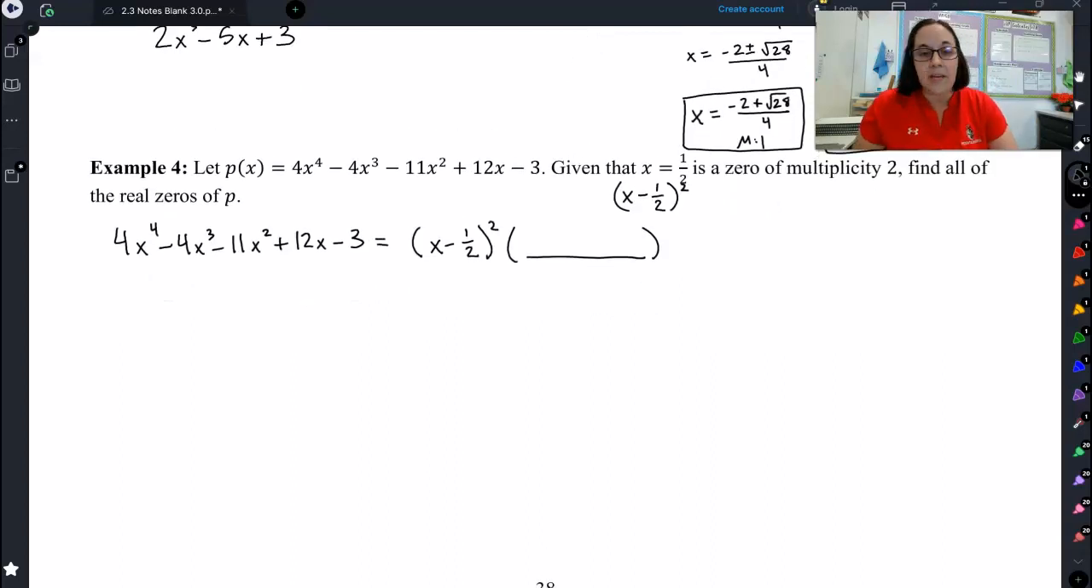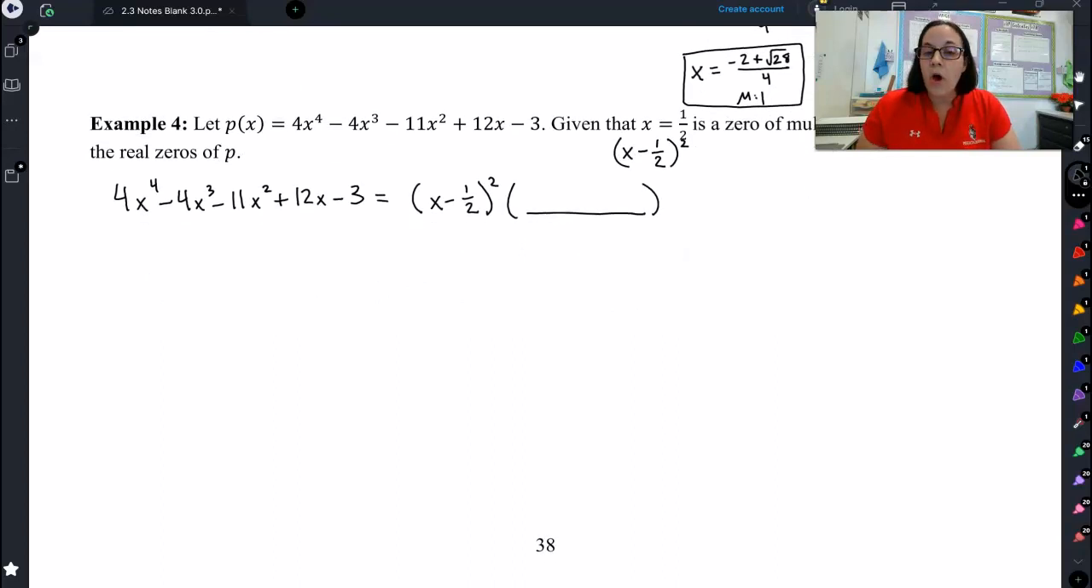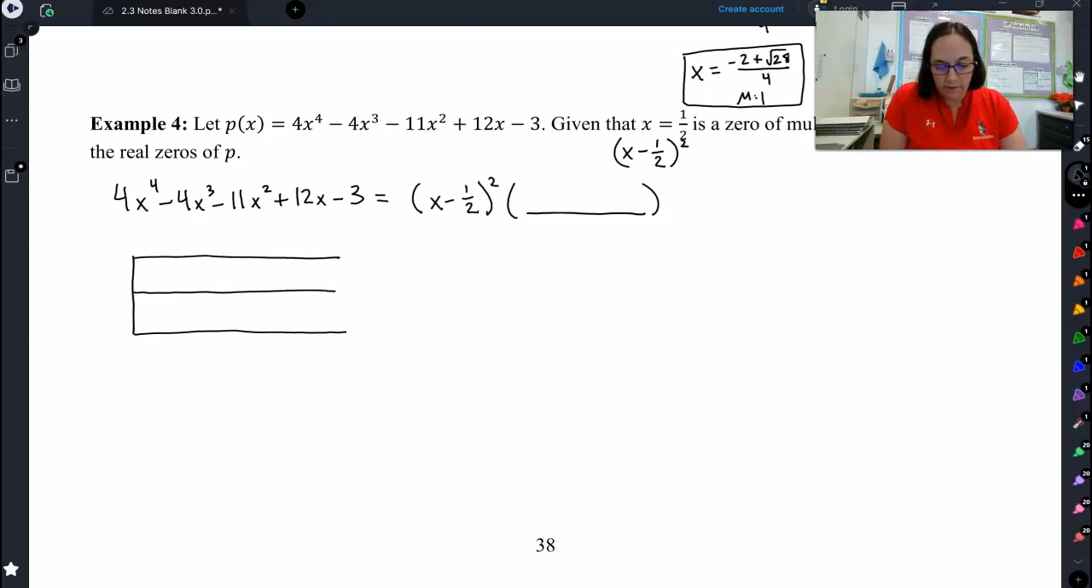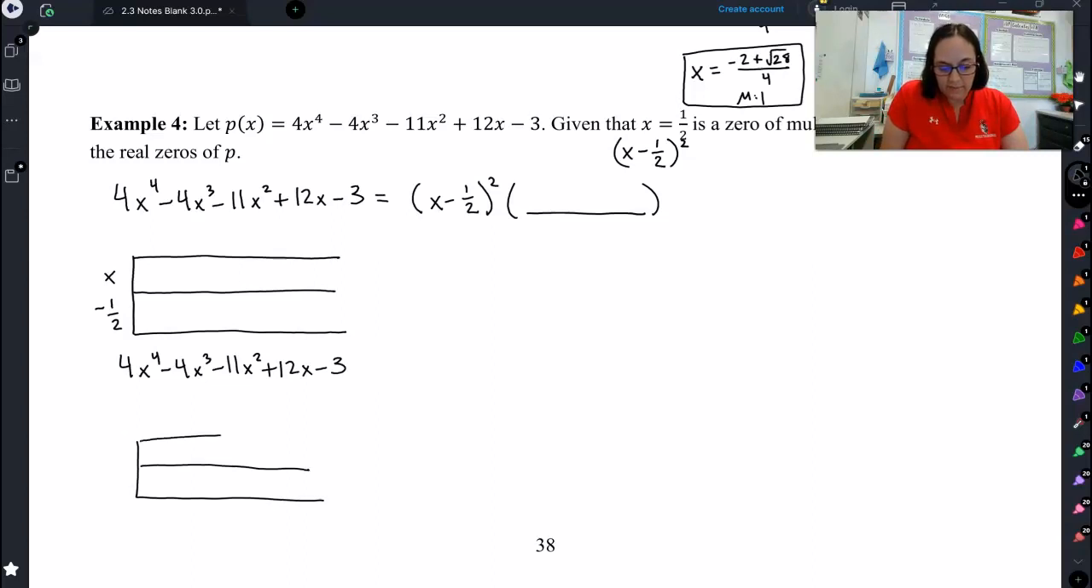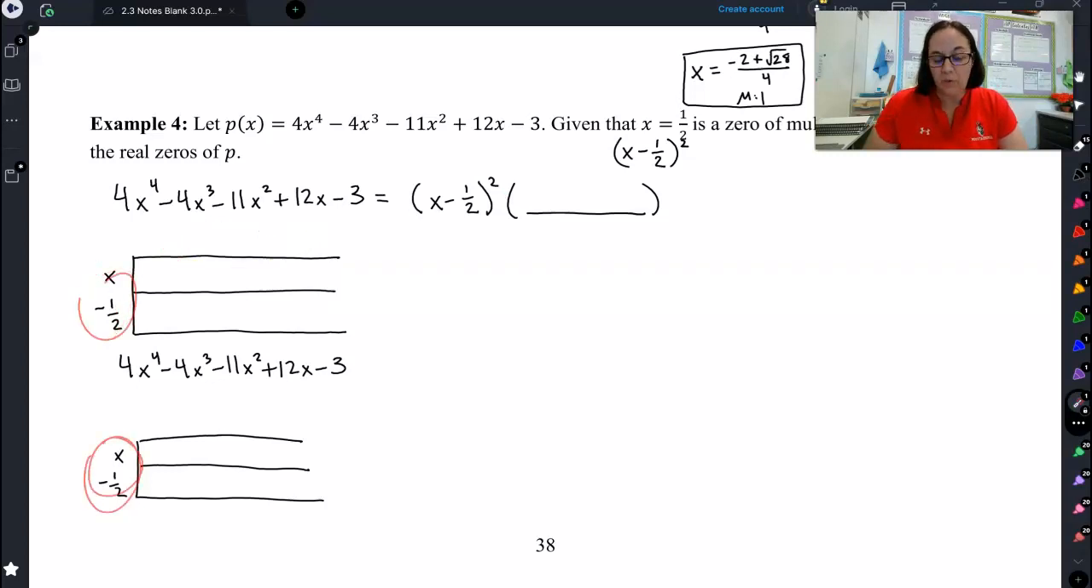Now that multiplicity is a little new. We haven't done anything with that yet. All that means is that when you do your box method with x minus 1/2, you're going to do it twice. The first time you're going to do it with 4x to the 4th minus 4x cubed minus 11x squared plus 12x minus 3. Then you'll do it a second time using whatever answer you got from the first time. That's what the multiplicity 2 means. It means you can do division with this twice.